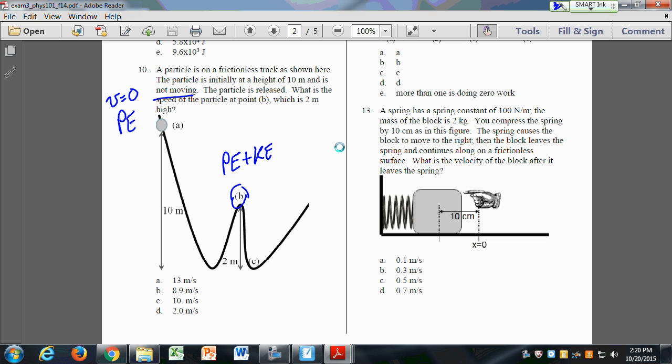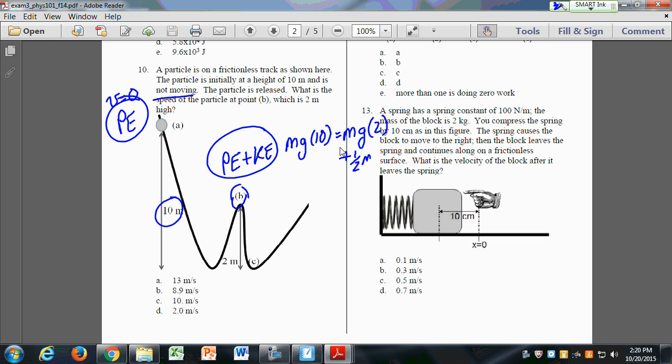So again, this works out the same way. I say that the potential energy over here equals the potential energy plus the kinetic energy. And then really it works out the same way from the previous one. I'm just going to set it up and I'll leave it at that. So I have m times g times 10, that's this height, equals m times g times 2 plus 1/2 mv squared. Noticing that my m's cancel, which is good because I don't know the mass, and I solve for v. Okay, can I stop there? It's just like the previous problem.